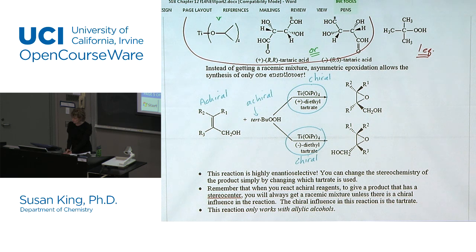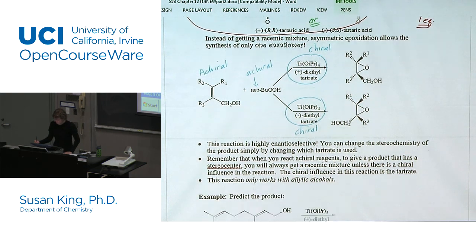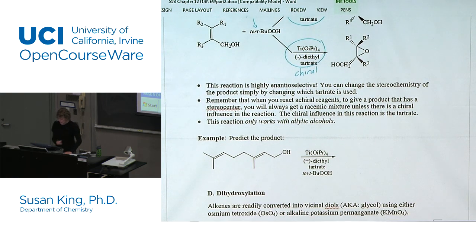Now, there are reactions in your Smith book where they have you predict the correct enantiomer. I'm not having you do that. Okay? So I don't want you to do that. I'm not going to ask you to predict the correct enantiomer on the test. I'm trying to show you an idea rather than having you predict. Okay? So very highly enantioselective. You can change the stereochemistry. This reaction plus some other work that Sharpless did actually earned him the Nobel Prize. So it's a really important idea and concept that's super important to think about, especially if you're a chemistry major.